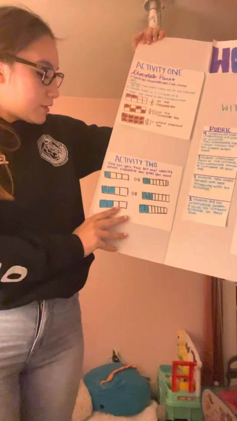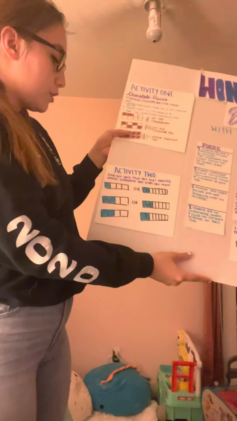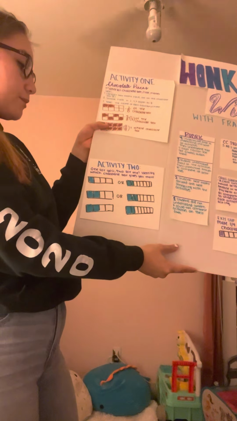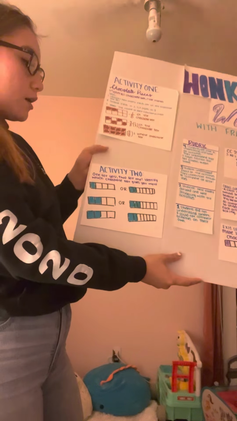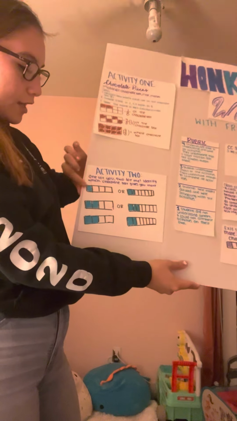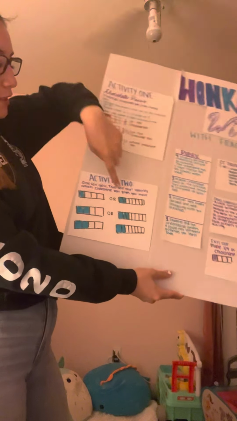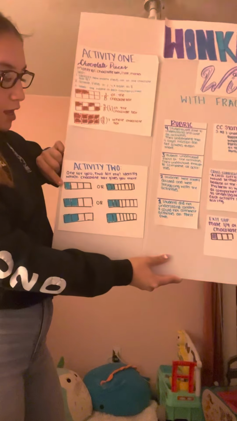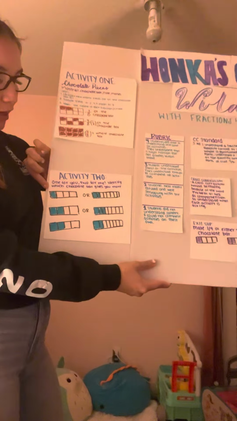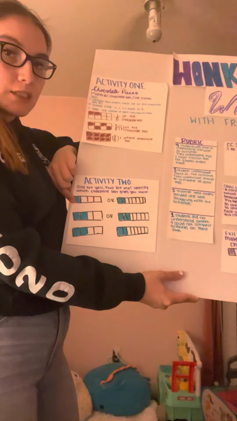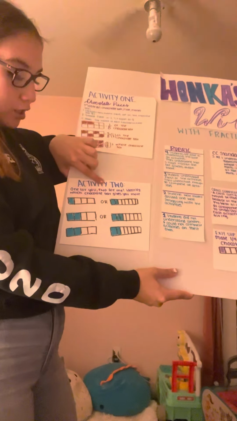The second activity is called 1 for you, 2 for me, and here is where students are going to be identifying which chocolate bar would give them more. So right here they have a 4-piece chocolate bar, and in this side they would have an 8-piece chocolate bar. And the goal is for the student to identify if, even though they're getting more pieces on this side or less pieces on this side, which side would be giving them more chocolate.